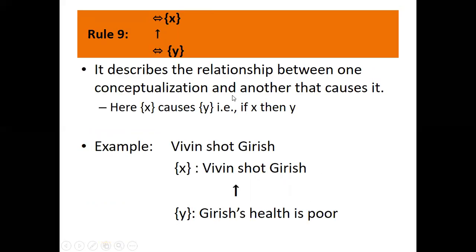Rule 9 describes the relationship between one conceptualization and another that causes it. So here X causes Y, that is, if X then Y. An example is: Being short, Girish. How will it be represented? Being short, that is why Girish's health is poor. This is the inference we are storing: because of being short, Girish's health is poor.